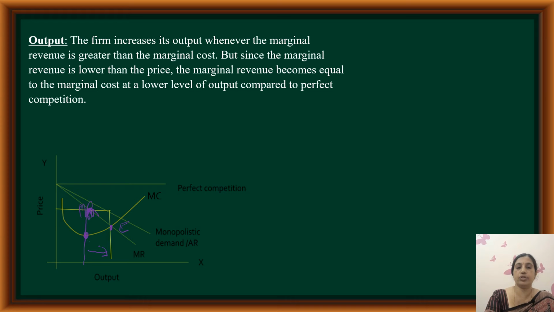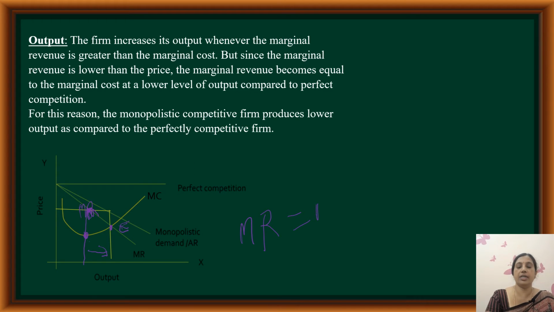What is the equilibrium position for a monopoly or monopolistic competition? It is a situation where MR is equal to MC, or a position where MC cuts MR from below. That position we call the equilibrium position, and Q is the equilibrium quantity. Clear? But the marginal revenue is lower than the price under monopolistic competition. You can see this is the price. With the help of the demand curve or average revenue, we can determine the price of the product at equilibrium. See, price is greater than the MR. Correct? MR, that is marginal revenue, is lower than the price.